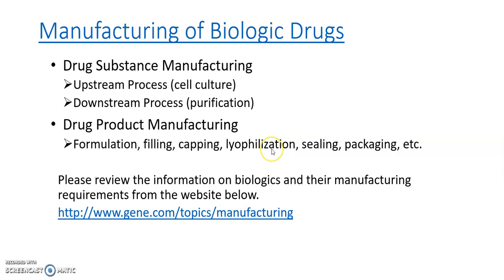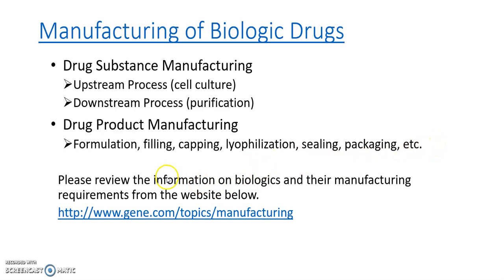Freeze drying to remove the water. If you remove water, there will be less chance of hydrolysis of your drug molecule, so it will stabilize your drug for a longer shelf life. Then you seal it, crimp it, package it in secondary containers, and distribute it. All these steps are part of the drug product manufacturing. We're going to learn about all these steps. That's the purpose of this class.